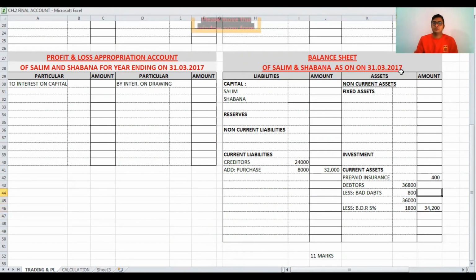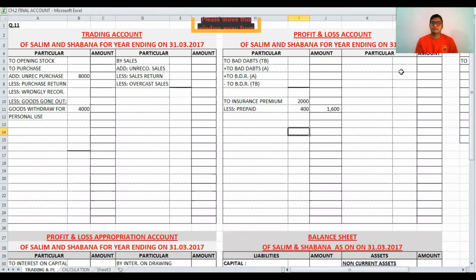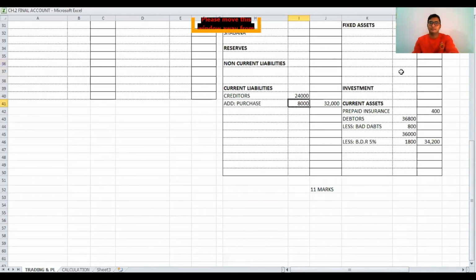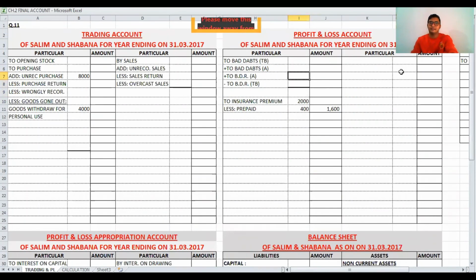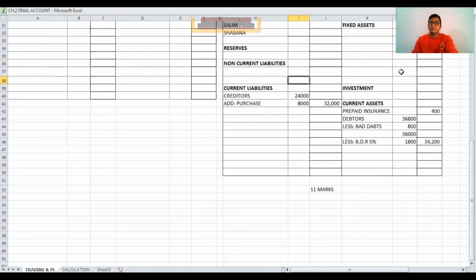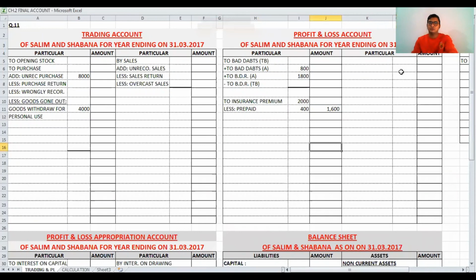Now, first of all, in the profit and loss account debit side, we write bad debts amounting to 800 and bad debts reserve 1,800. Bad debts 800, bad debts reserve 1,800. First of all bad debts, then after that bad debts reserve.